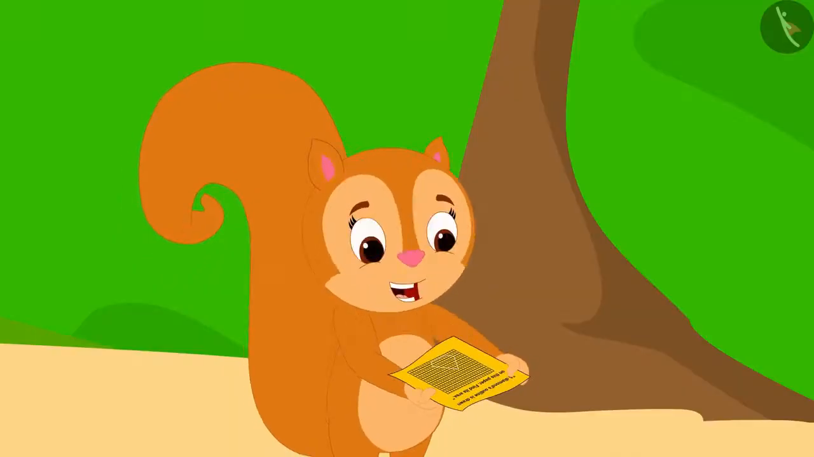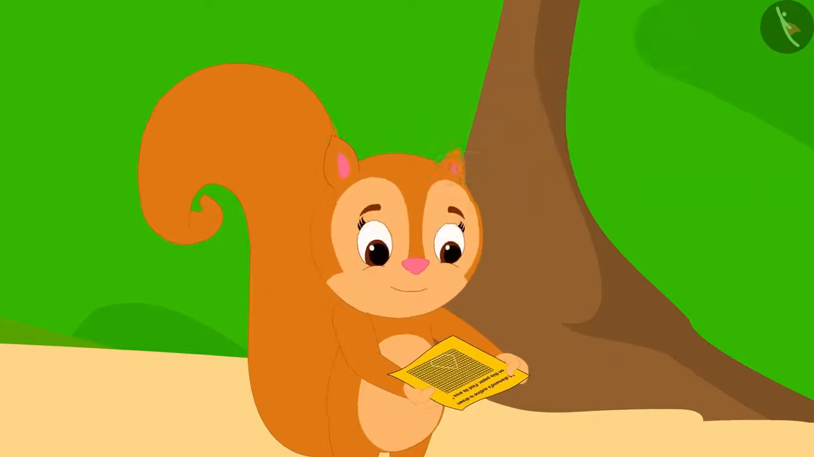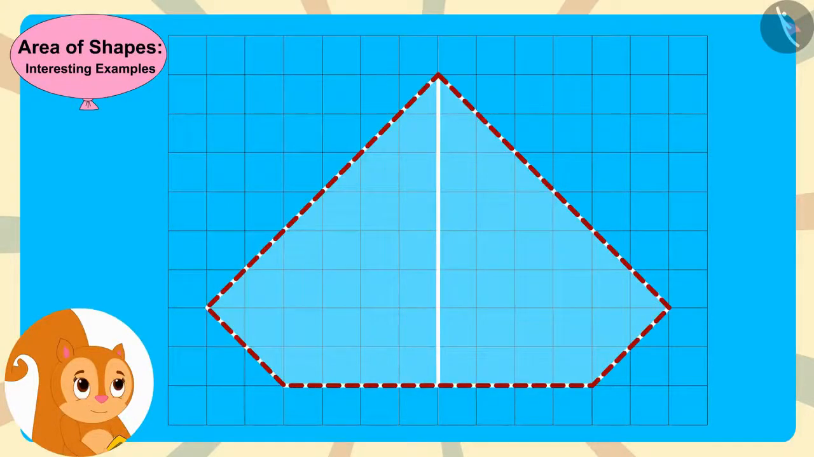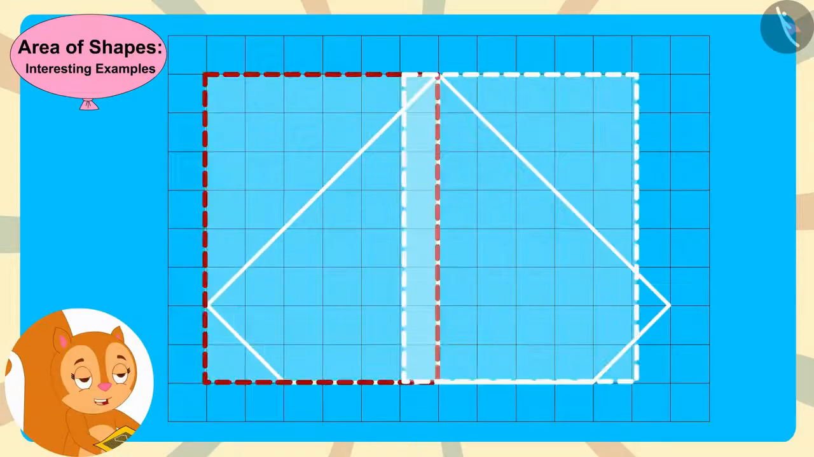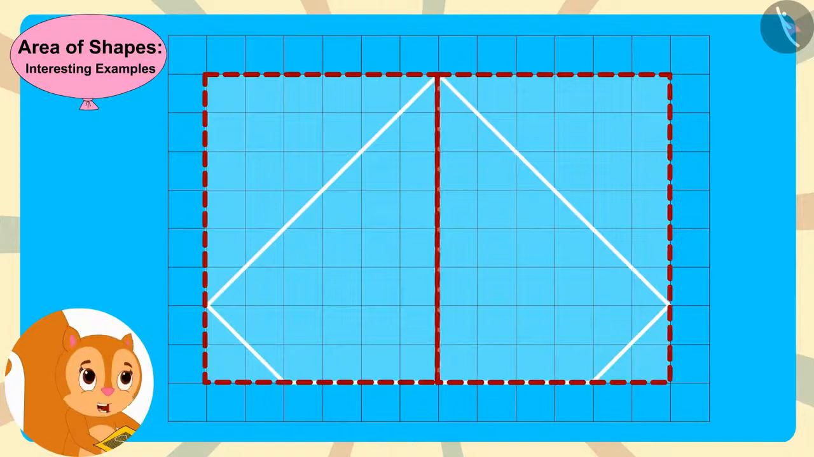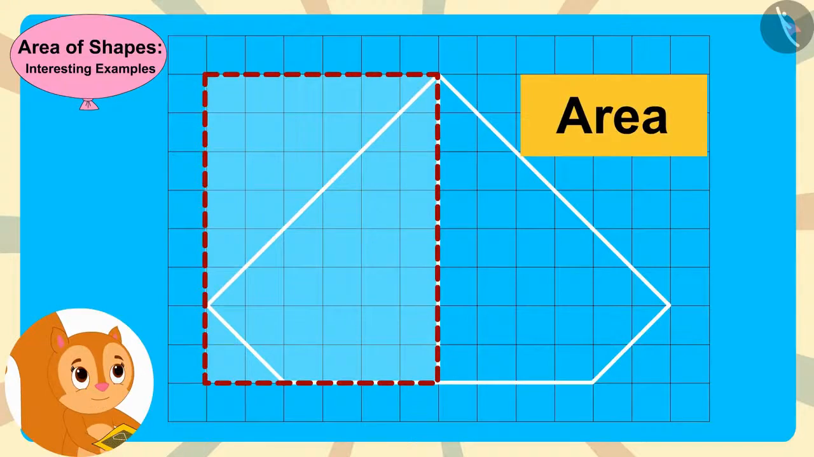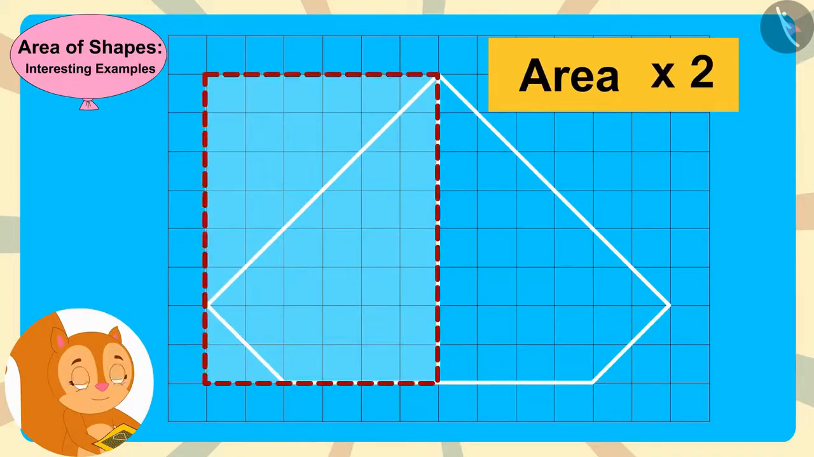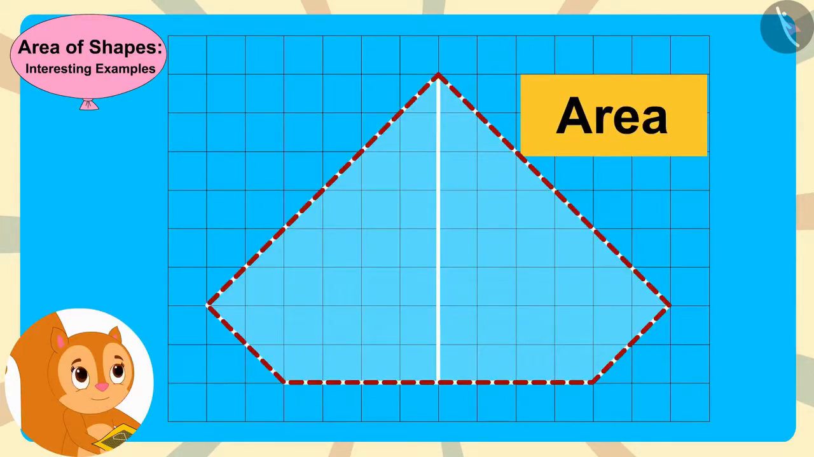Chanda got excited. This diamond's outline is made of two equal parts, thought Chanda. Chanda then drew a vertical line like this inside the outline of the diamond. Because this diamond is made of these two equal parts, if I were to find only the area of this part of the diamond, then I would have to multiply the area of this part by 2 to find the area of the entire diamond, thought Chanda.